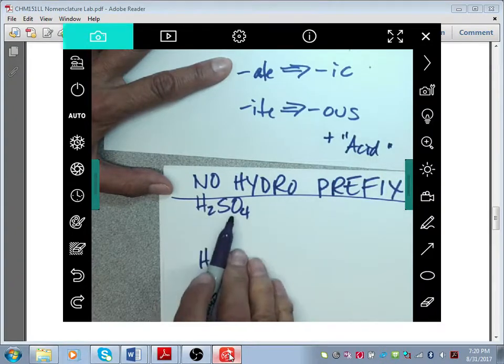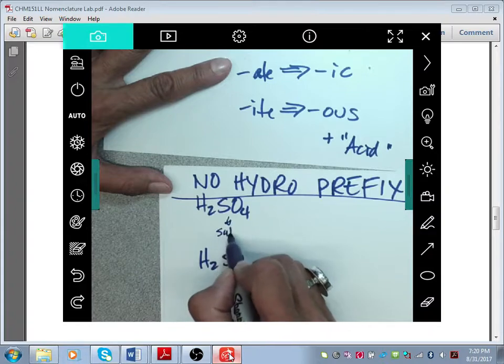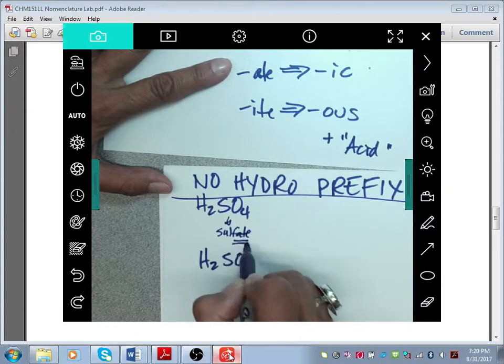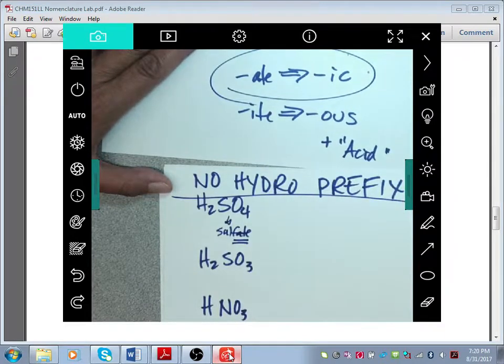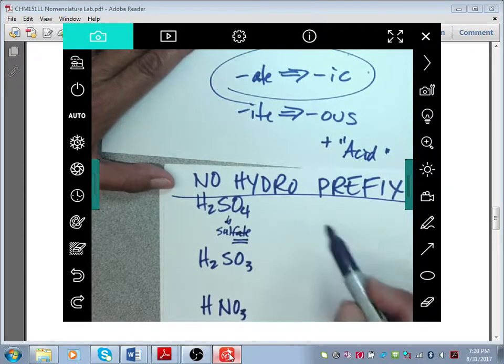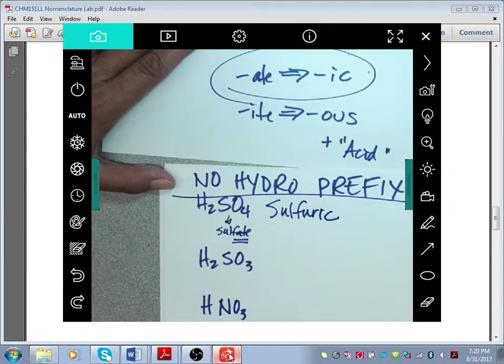So, SO4. Look at your list of polyatomic ions. What's the name of SO4? It's sulfate, right? Sulfate ends in ate. The rule is ate goes to ic, so we call this sulfuric acid. No hydro prefix. Ate to ic, ite to ous.